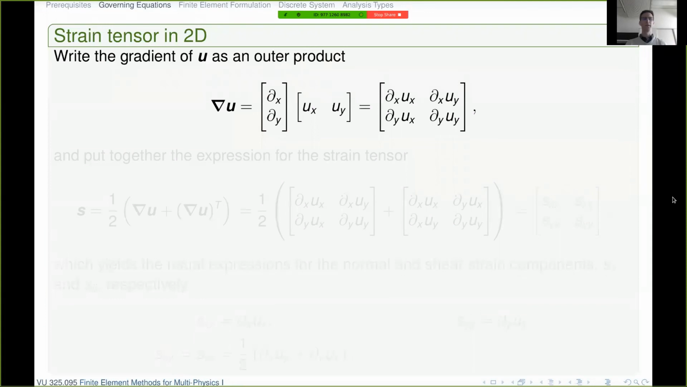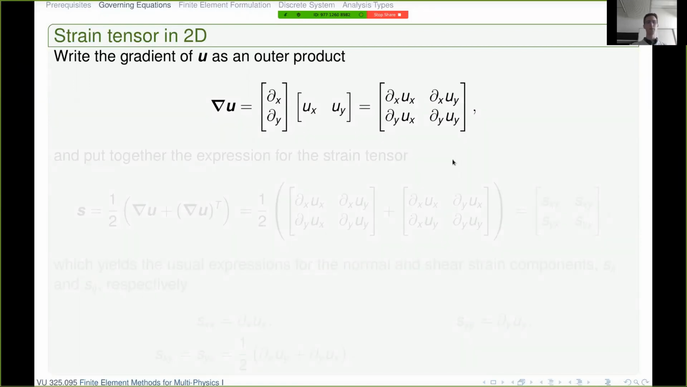So let's do an example. How does the strain tensor in 2D look? We write the gradient of u as the outer product. So we have the nabla operator here, partial x, partial y in 2D, times our displacement vector with the x and y component. And what we obtain is this tensor valued expression with the partial derivative of ux with respect to x. In the first row, we have the derivatives with respect to x of the two components. In the second row, we have the derivatives with respect to y.